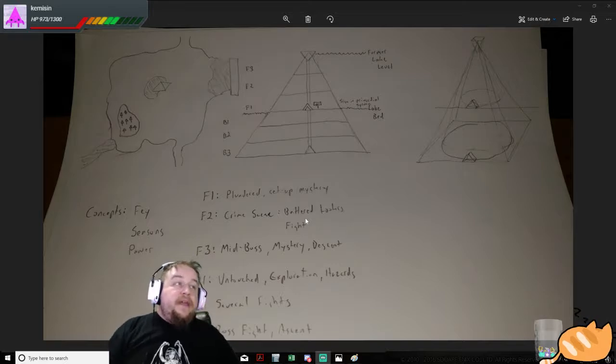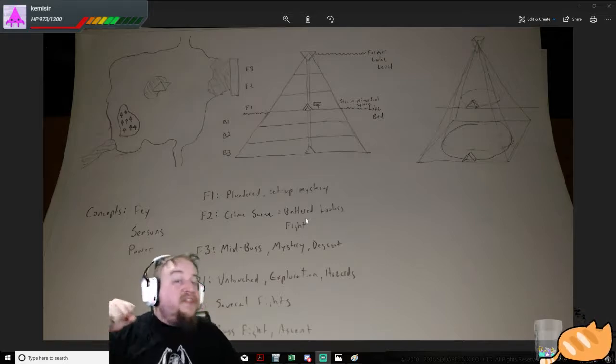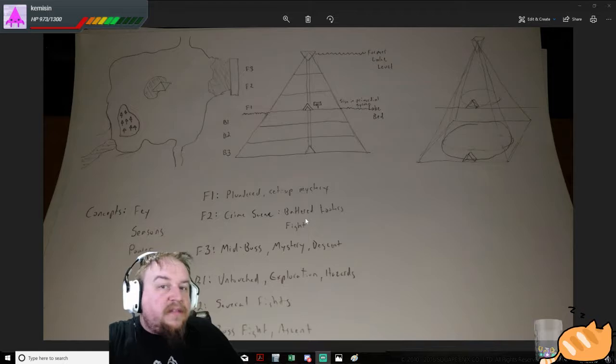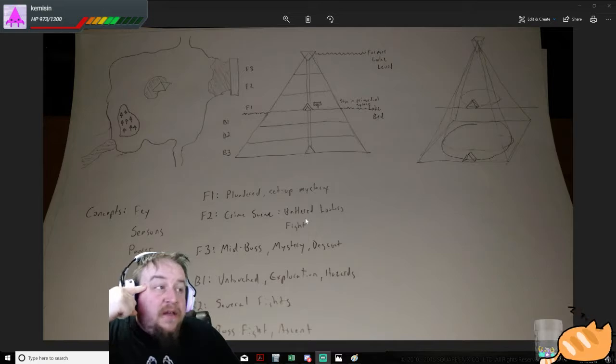Then floor 3. Congratulations, the players thought they made it to the top of the pyramid. Now we know that we're only going to put in a mid-boss. There's going to be some kind of a mystery, and then that's going to descend. We're going to descend to basement 1 from floor 3. Oh, there's more to this place. And oh, none of the looters made it past the 2nd floor.